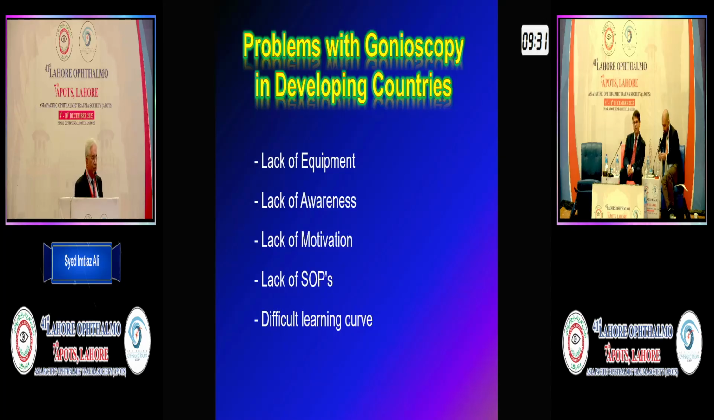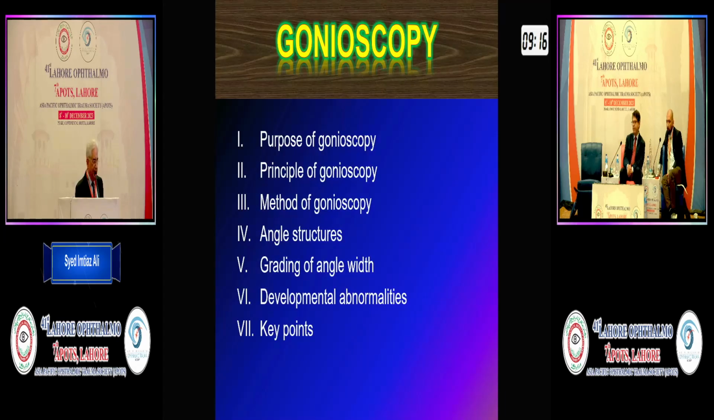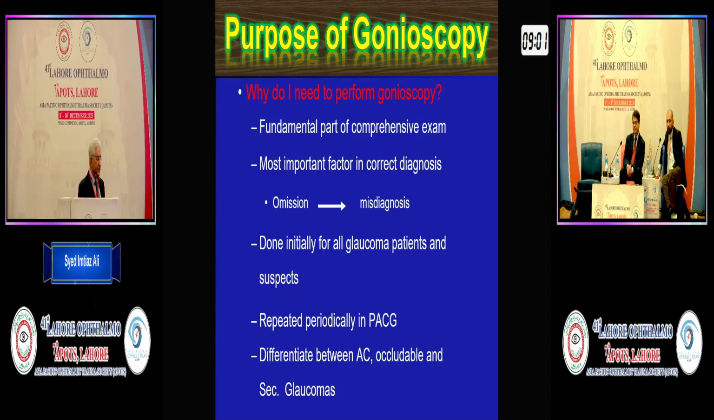Problems of gonioscopy in developing countries: there is lack of equipment, the lenses are very expensive, lack of awareness, lack of training, motivation, and standard operating procedures, and a difficult learning curve. Definitely there is. So the purpose of this talk covers the purpose of gonioscopy, principles, method of gonioscopy, angle structures, grading of angle width and developmental anomalies, and then the key points.